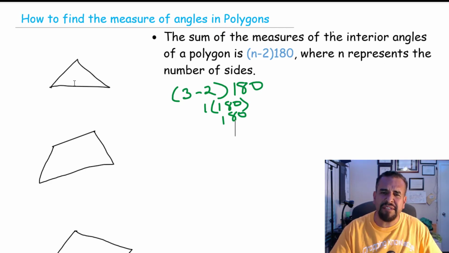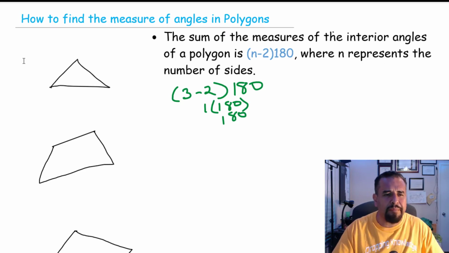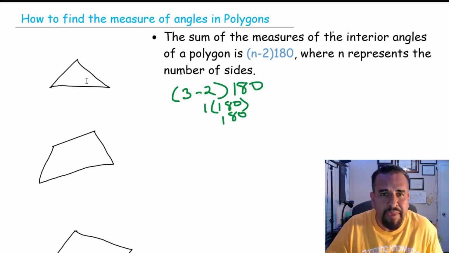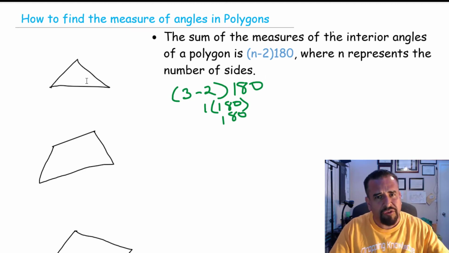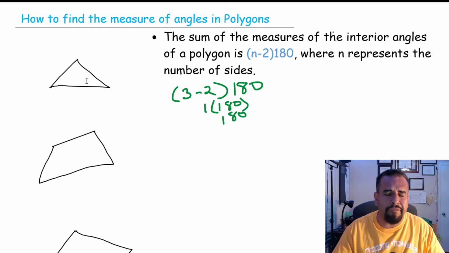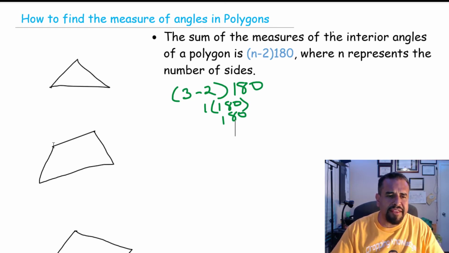See how easy that was? We found the measure of all interior angles, the sum of the interior angles, right? That's what we're finding. We're not finding individual angles, but merely the sum of all interior angles. So let's take a look at this one.